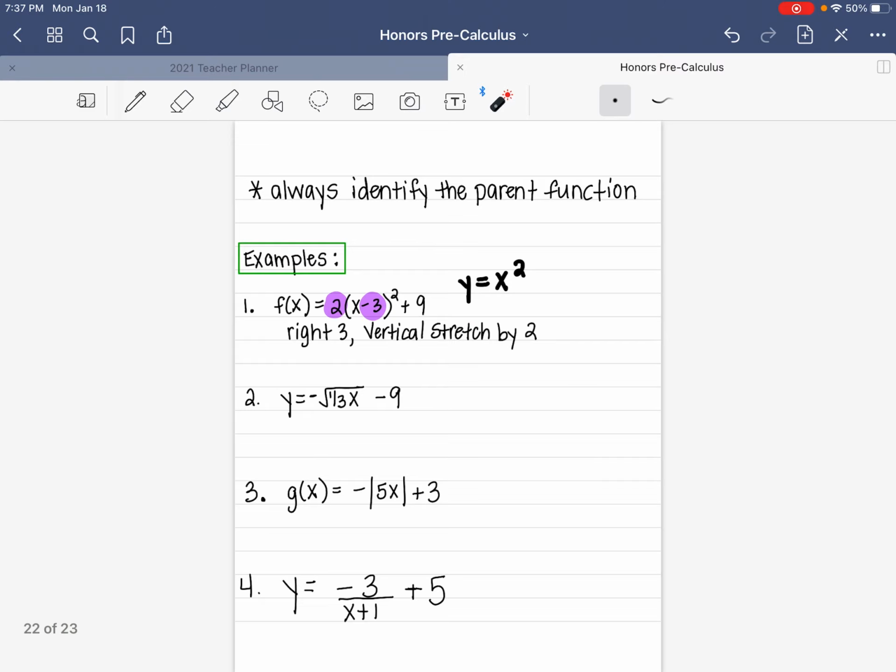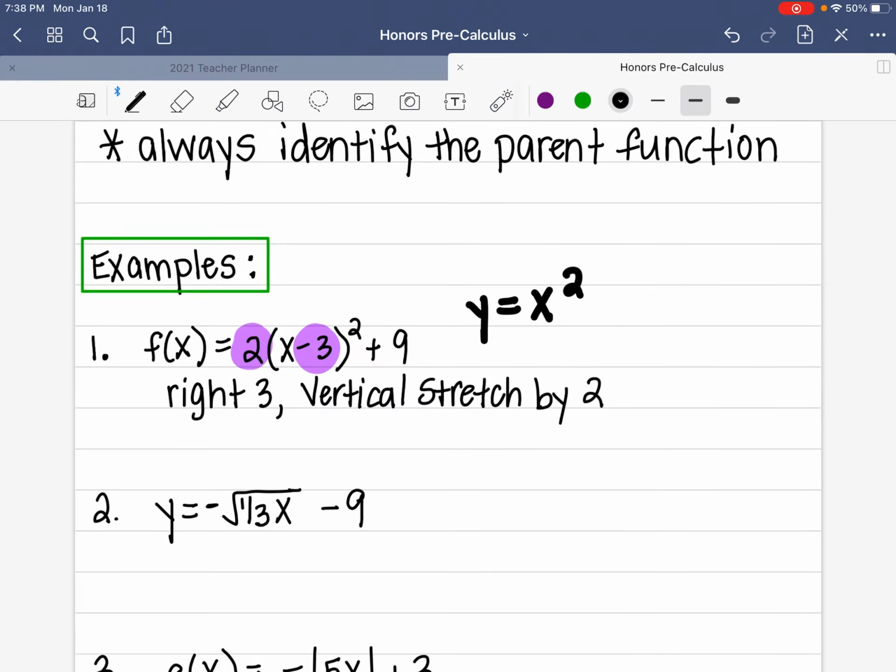All right. So looking at the example here. I was looking at this earlier and I was writing these out. So I was trying to show you and identify the pieces. So the first thing that you should always do is you should always identify the parent function. So your parent function in this particular problem, I have a 2, a 3, and I forgot to highlight my 9 here. And this whole problem has a squared. So the parent function is y equals x squared.